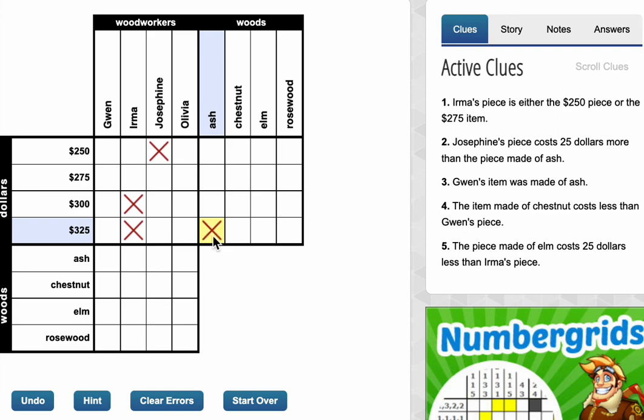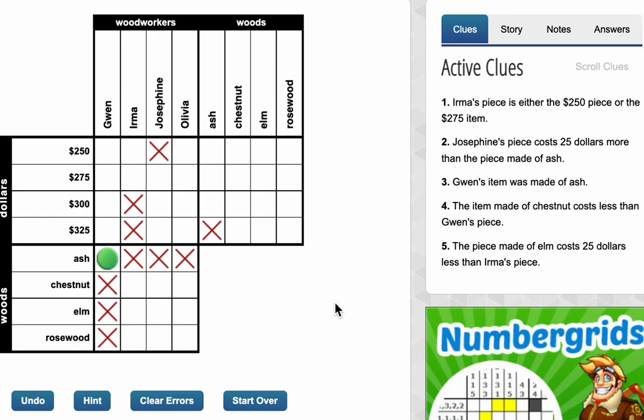Then you have Gwen's item made out of ash. Right, so that's nice. For these kind of puzzles, I find for everyone that I've tried, they give you a gimme. They give you one that's straight up. This is what it is. So Gwen's item is made out of ash. So click twice, it'll change it to a green circle. It'll X out everything else.